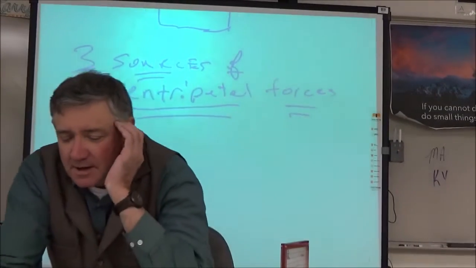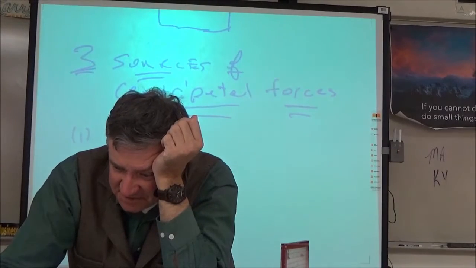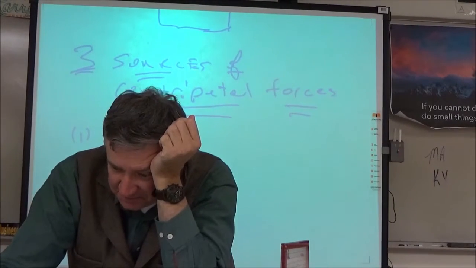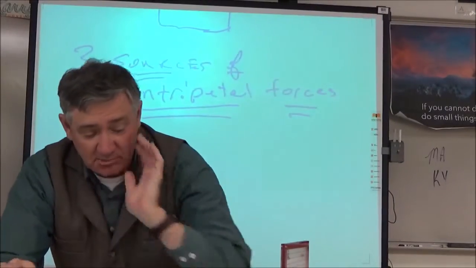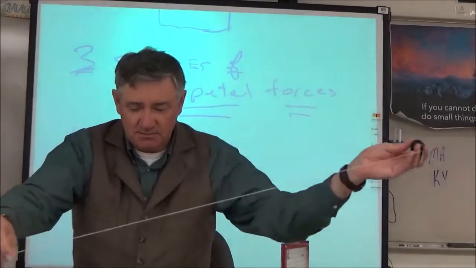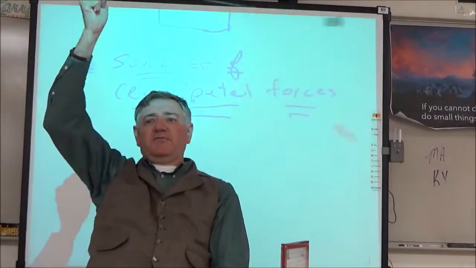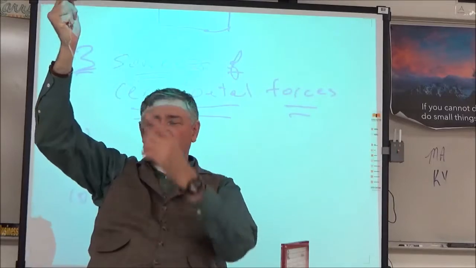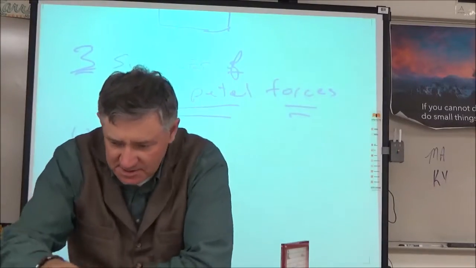So, we have three sources of centripetal forces. What's one of them? Tension, right? If I take this string and I whirl it around like that, there's a string. It could be a chain, something. So tension is one.